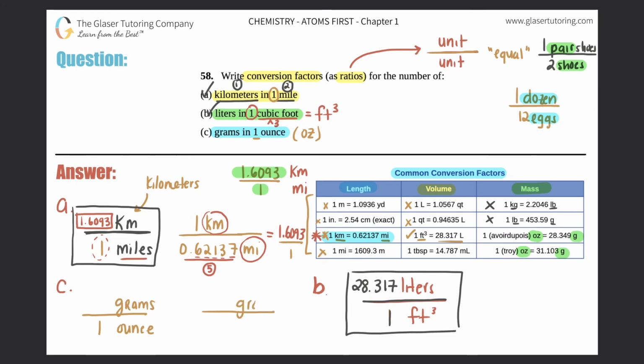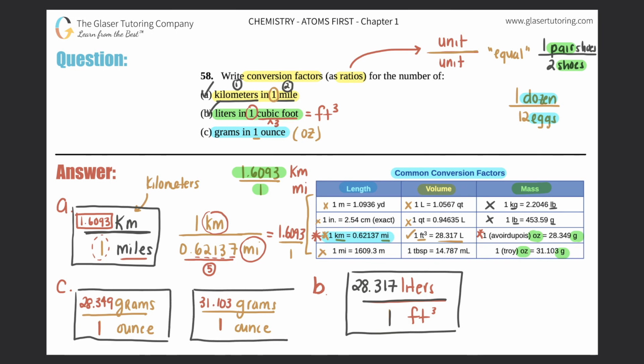So we got grams, ounce, 1 ounce. If we were using the top one, it would be 1 ounce on the bottom and then 28.349 grams. And if we were using the second one, it would be 1 ounce and 31.103 grams. So I'm just going to box off the first one. That's probably the one that they wanted. But either way, both of them are grams to ounces.